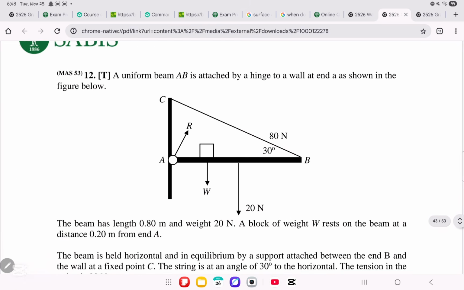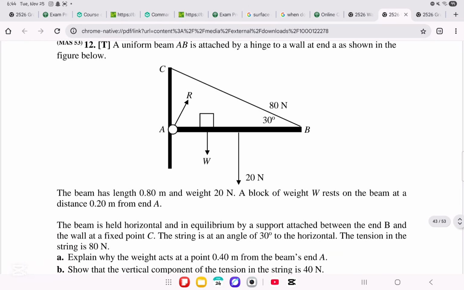We'll move on to question number 12. A uniform beam AB is attached by a hinge to a wall at the end of the figure, right, as shown in the figure below. The beam has a length of 0.8 meters and the weight of 20 newtons. A block of weight W rests on the beam at a distance 0.2 meters from end A. So the beam is held horizontal and in equilibrium by a support attached between the end of B and the wall at fixed point C. The string is at an angle of 30 degrees to the horizontal. The tension in the string is 80 newtons.